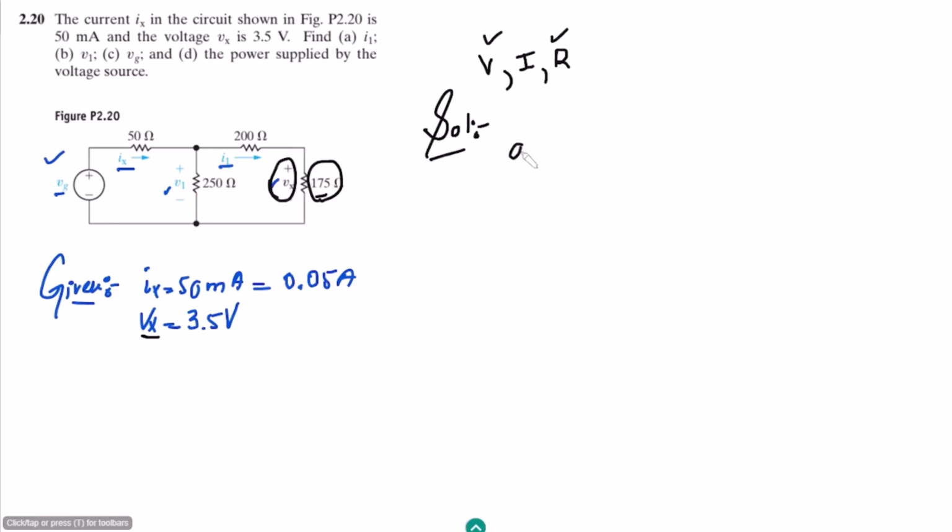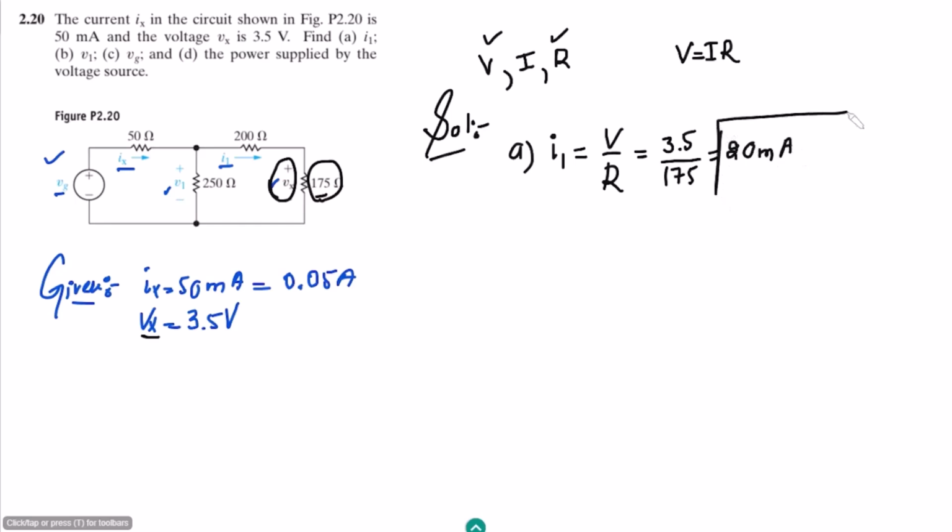So from it, part 1, I1, is V divided by R by Ohm's law, which is V equal to IR. Let me put the values here. The value of V, that is Vx, is known, 3.5, divided by R, which is 175. After solving it, the value is 20 milliamps, and that is the solution of part A of my question. In part B, we need to find out the value for V1.